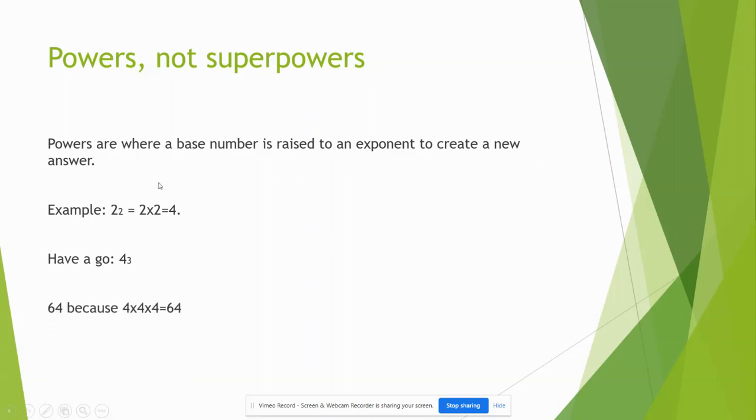The answer to this is 64, because 4 times 4 times 4 equals 64. 3 times. You see? That's what a power is, and that's what a power does.